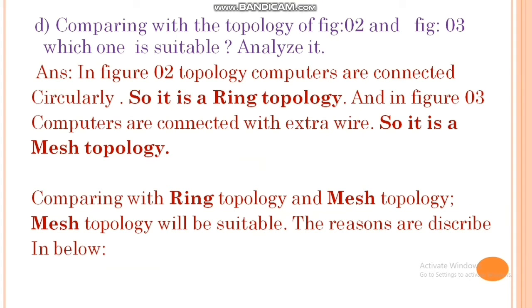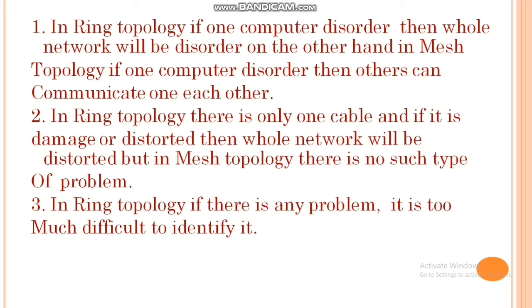Now in figure 2 topology, computers are connected circularly, so it is a ring topology. And in figure 3 computers are connected with extra wire, so it is a mesh topology. Comparing ring topology and mesh topology, mesh topology will be suitable. The reasons are described below. Number 1, in ring topology, if one computer is disordered, then the whole network will be disordered. On the other hand, in mesh topology, if one computer is disordered, then others can communicate with each other.